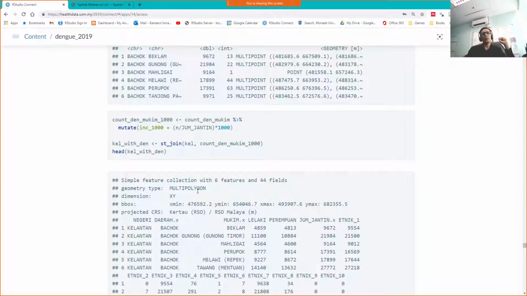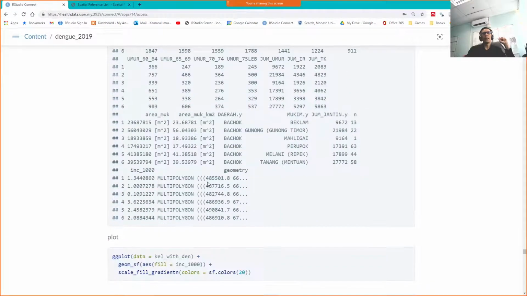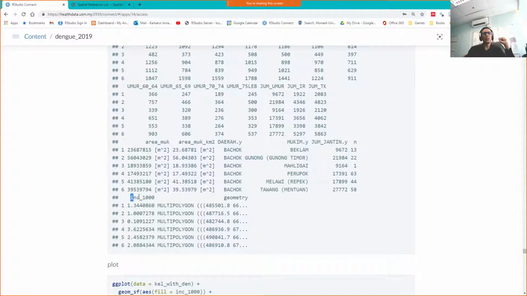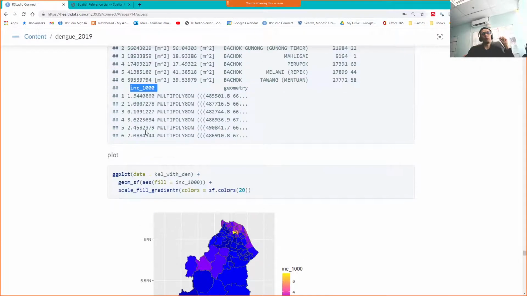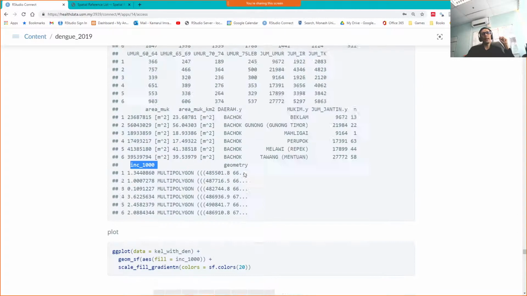Okay, number of population. Then I divide by 1000. So this value, incidence 1000, basically represents the number of cases per 1000 population. Okay, so this is 1.3 per 1000, 1 per 1000, 0.1 per 1000, and so on and so forth. And then I plot this one. So now you have a different map.